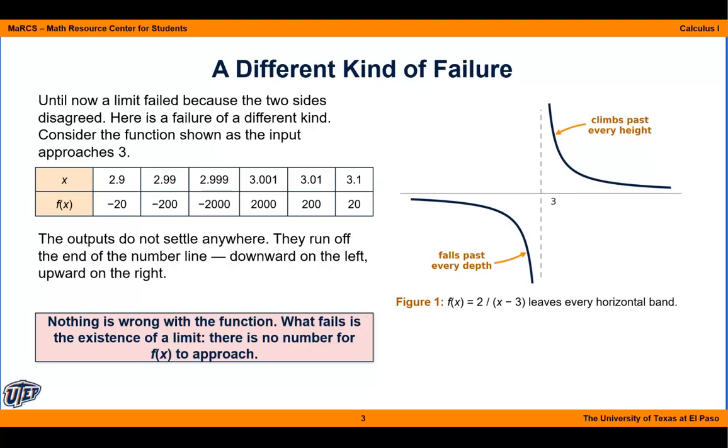The graph shows the same behavior. The left branch falls below every level, while the right branch rises above every level. The outputs never settle near a real number. Therefore, the finite two-sided limit does not exist. What we can describe precisely is the manner in which the function becomes unbounded.